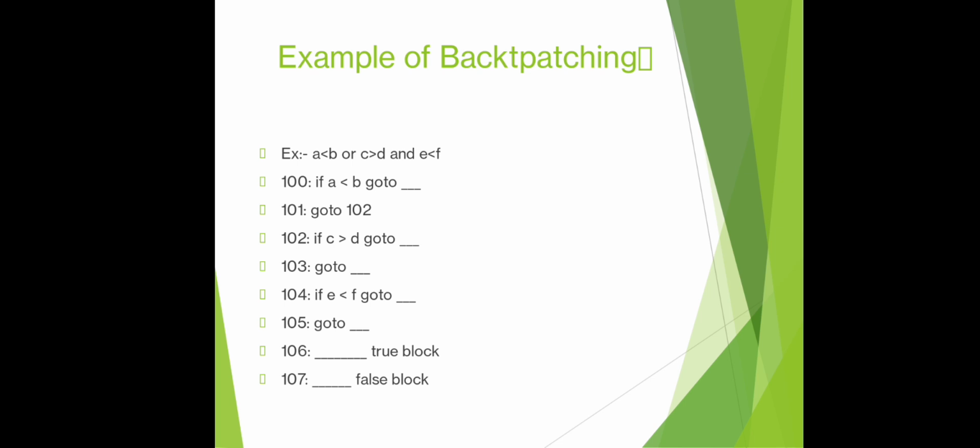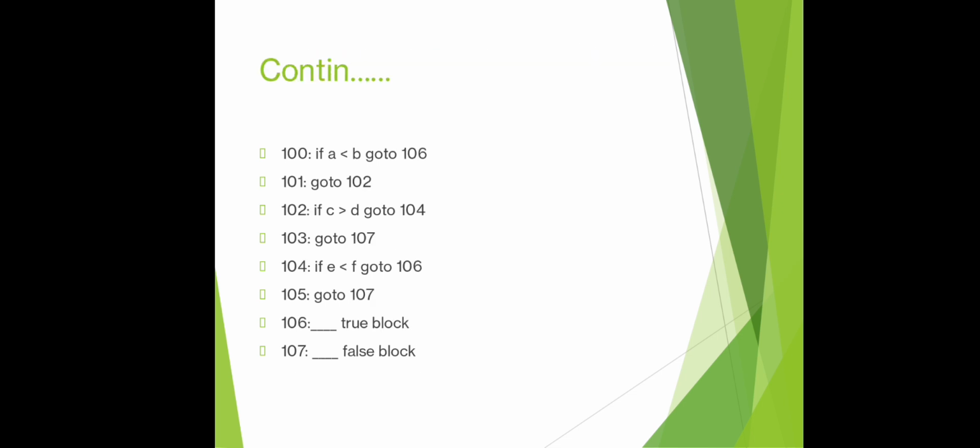So next we will see the solution of this backpatching. If a less than b is true, then the overall condition is true, so which statement is executed? In this example we assume that 106 is the true block, so we can write 106 here, and next is 101, goto 102.